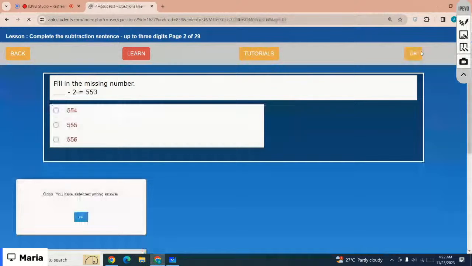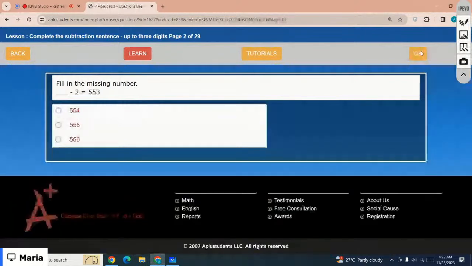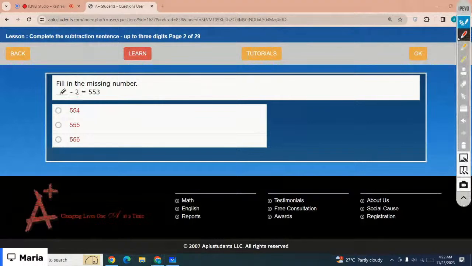Okay, the next number one is you have the greater number missing, right? Because you always subtract a smaller number out of the greater one. So you can either use the options given, or you can write the missing number minus 2 equals 553. You can add 2 to both sides, right? Because opposite to subtraction is addition.